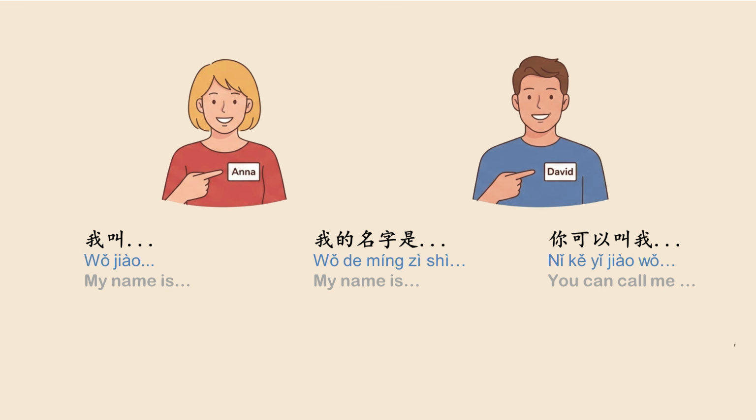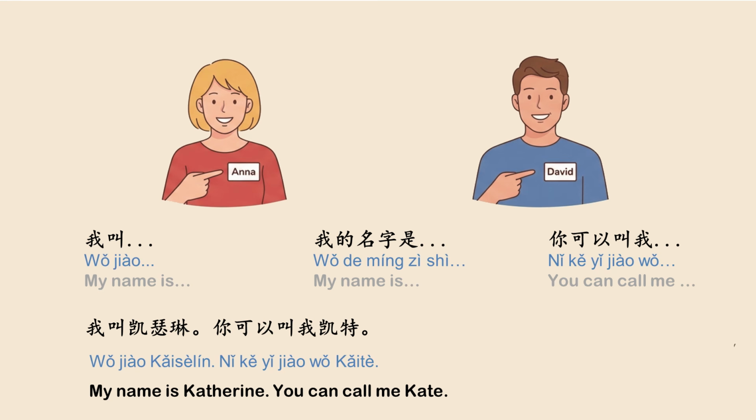Sometimes when you introduce yourself, you might also want to tell people how they can address you. A good way to do that in Chinese is to say 你可以叫我. You can call me. This phrase is great when your name is long, formal, or maybe a bit hard for others to pronounce. You can also use this phrase to tell people the name you prefer to be called. For example, if you are in a friendly conversation, you can simply say 我叫凯瑟琳. 你可以叫我凯特. My name is Catherine. You can call me Kate.